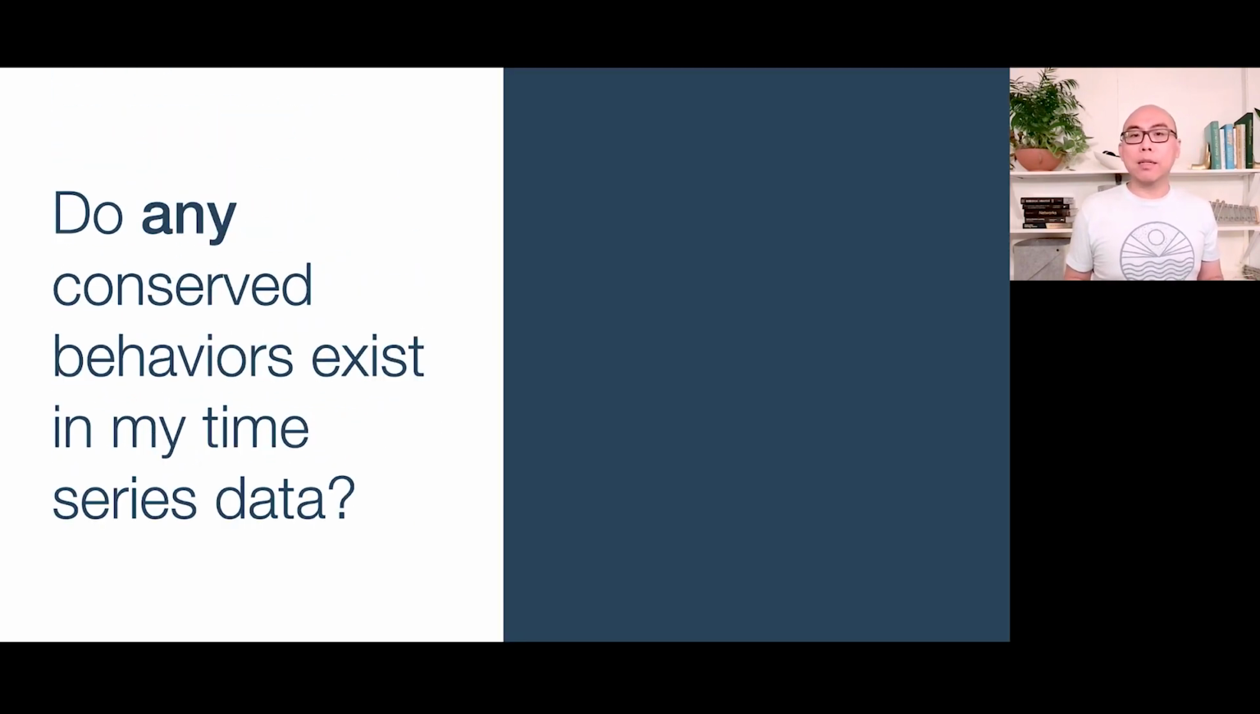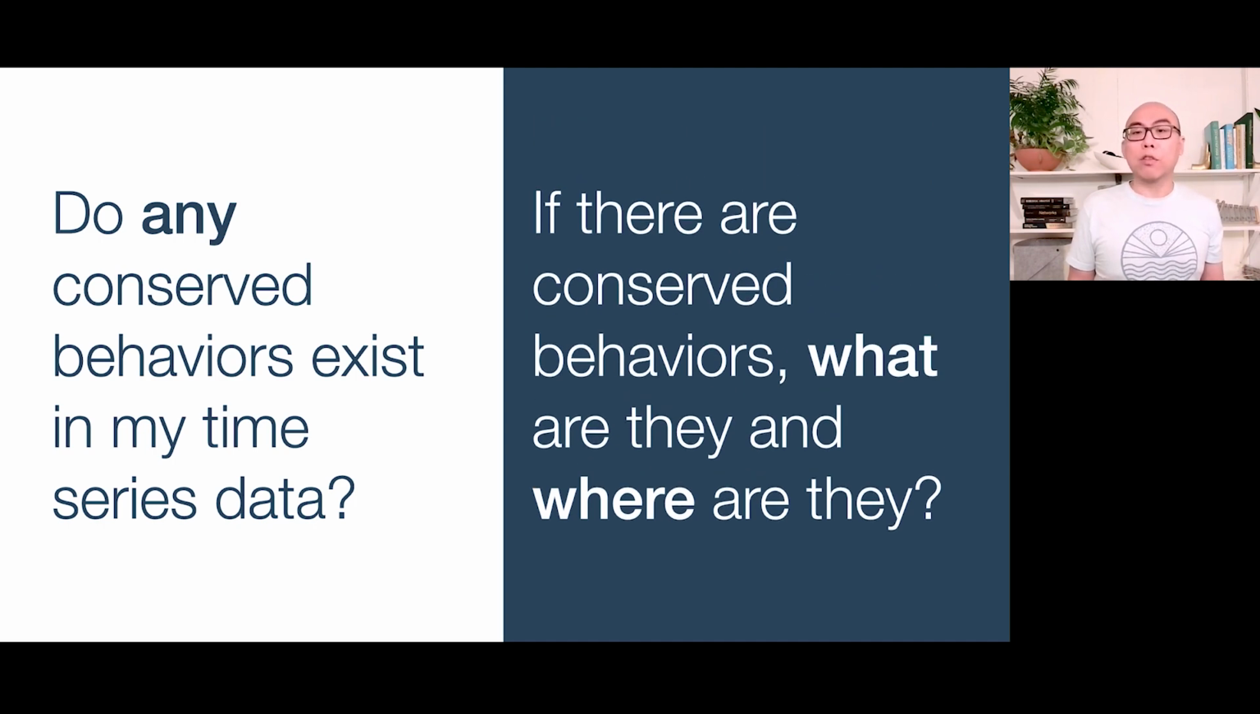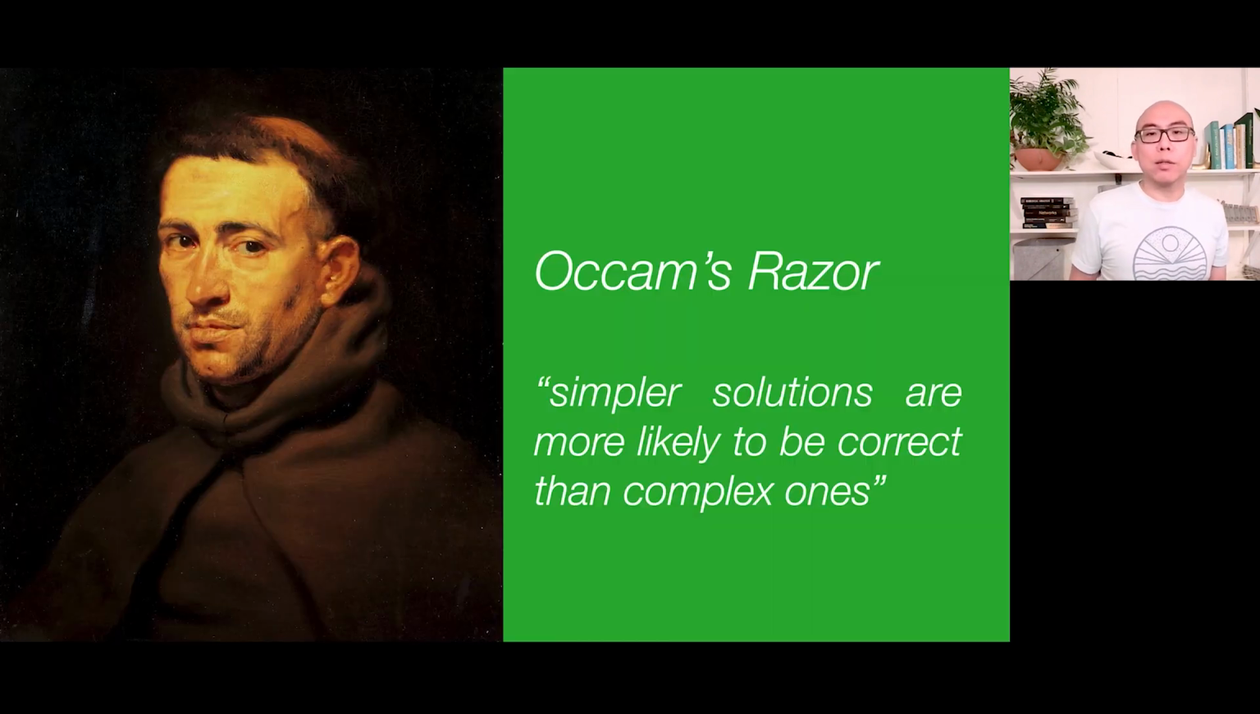And we can digest this and summarize this by asking two questions of all of our time series data. Number one, do any conserved behaviors exist in my time series data, or do any patterns exist? And if there are conserved behaviors, what are they and where are they? To answer these questions, I like to use Occam's razor, which states that simpler solutions are more likely to be correct than complex ones. So we're favoring simplicity over complexity.